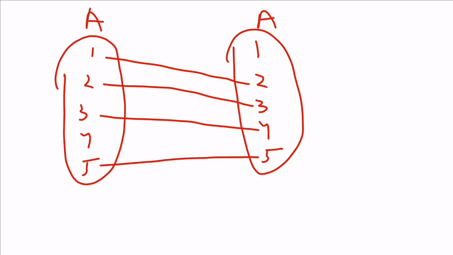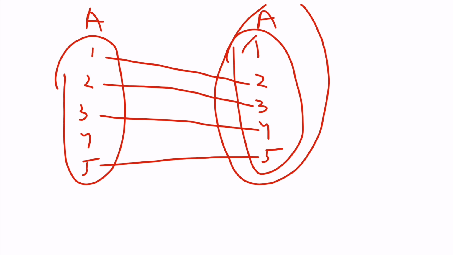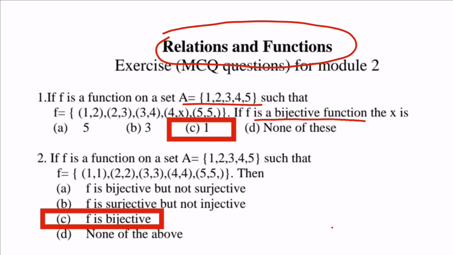So by the definition of a bijective function, the second set must be utilized completely, but one element is remaining here, so the value of x must be equal to 1. If f is a function on the set {1, 2, 3, 4, 5}, such that f is equal to (1, 1), (2, 2), (3, 3), (4, 4) and (5, 5), then f is equal to what? This is the identity function. An identity function is always a bijective function. So option C is the correct one.